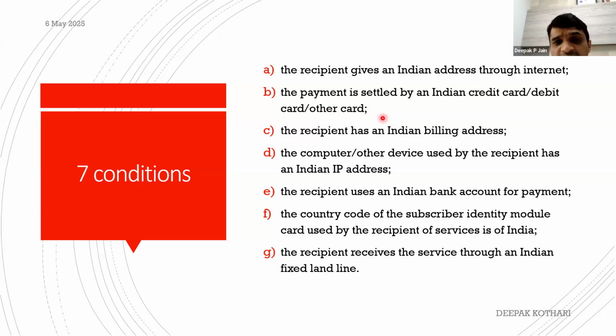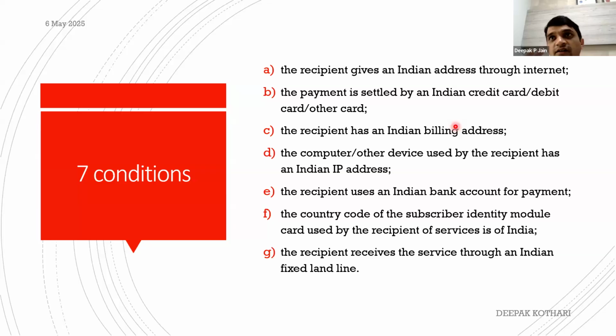The recipient has given his Indian address. Second, the payment is settled by an Indian credit card or a debit card issued by an Indian company. So any transaction made through card purchase, where that card payment is settled by the Indian card. Third criterion is the recipient has an Indian billing address. So when the recipient gives his address and he gives the Indian billing address, then the third criterion will get satisfied.